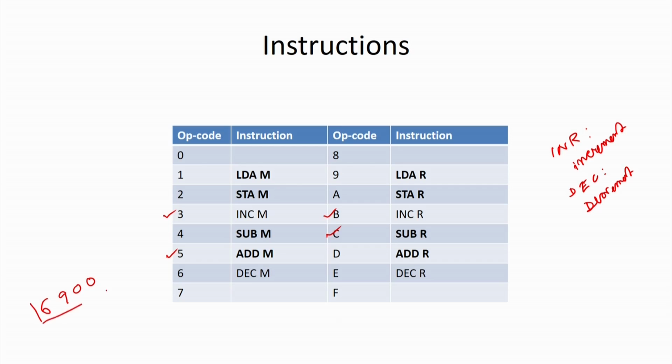6900. So, in that particular case, what will happen? 6 is my decrement. So, whatever value we have in the memory location 900, say if this is my memory, and in my memory location 900, say we are having 15, then what will happen? It will decrement the value of this particular memory location, and after execution we are going to get 14.